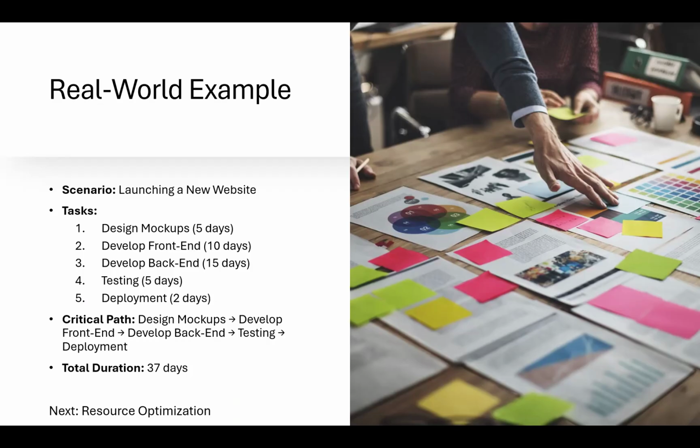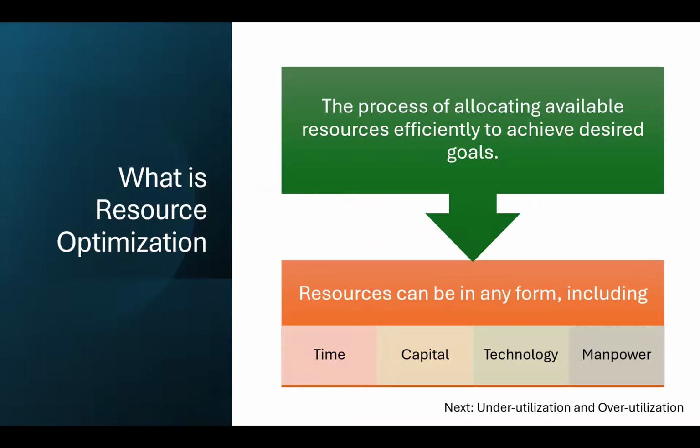And when we sum all these up, we find out that it's going to take 37 days to launch a new website. Let's move to what we call resource optimization. So what is it? It's the process of allocating available resources efficiently to achieve desired goals. What types of resources do we have to consider? It can be time, capital, technology, or manpower. It can be any one or more than one of those resources.